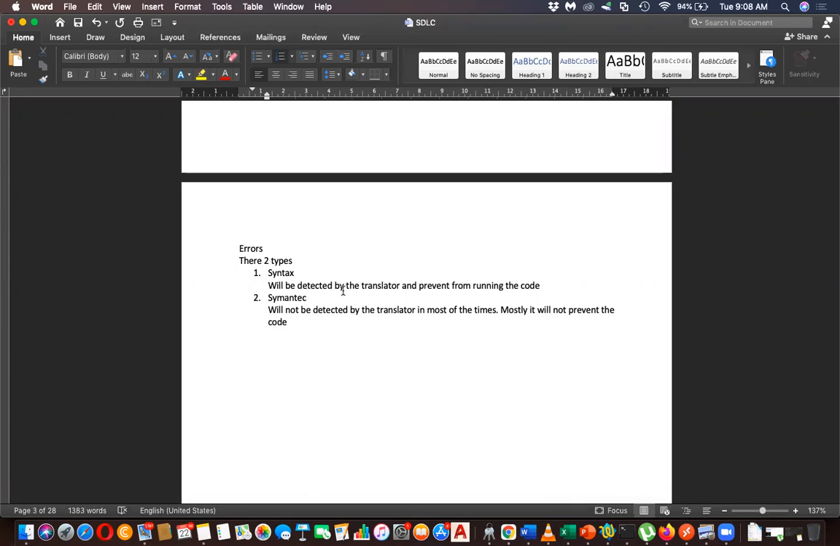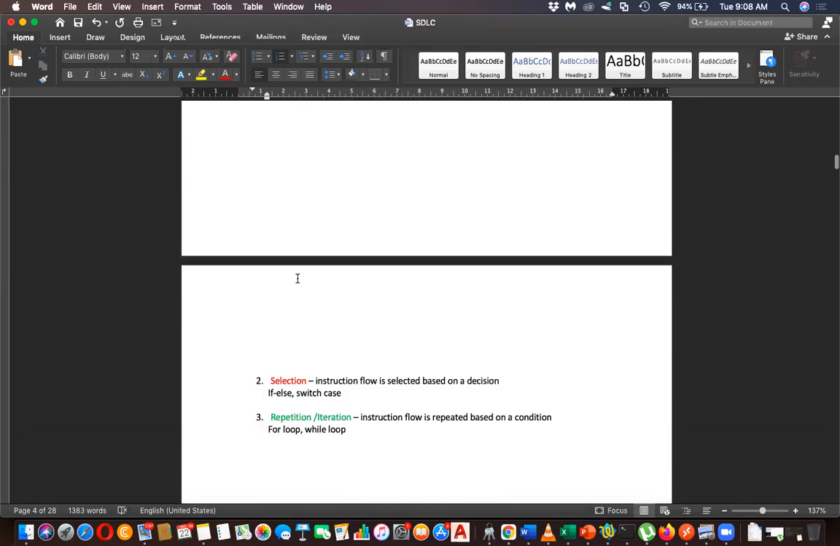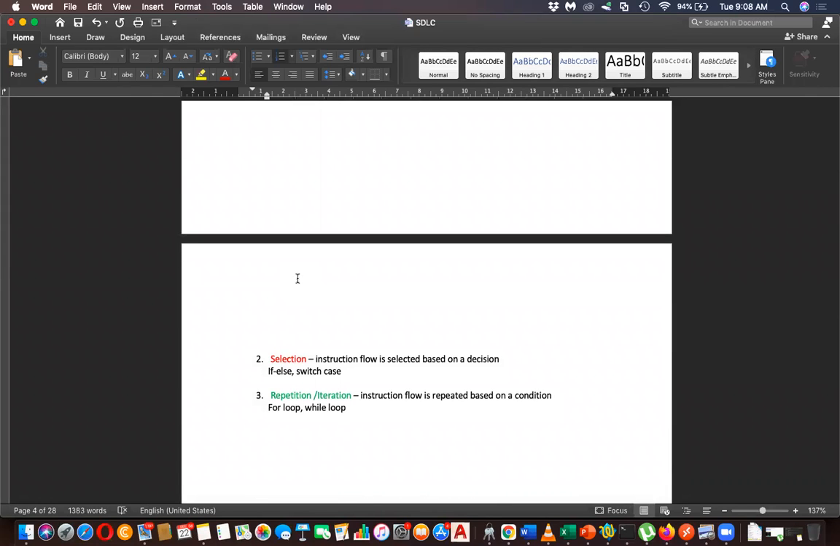The one detected by the compiler is syntax errors, or the grammar. So if there is a grammar issue, it will be detected. But if it is a meaning issue or logic issue, it will not be detected. We have to detect that by testing the code. Okay, then today we have discussed selection and repetition.